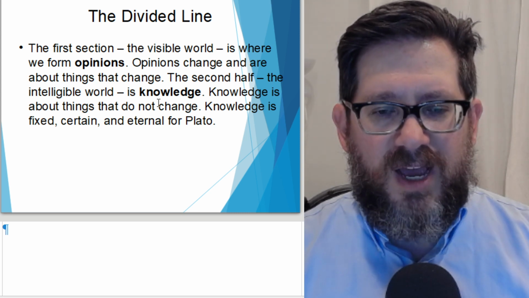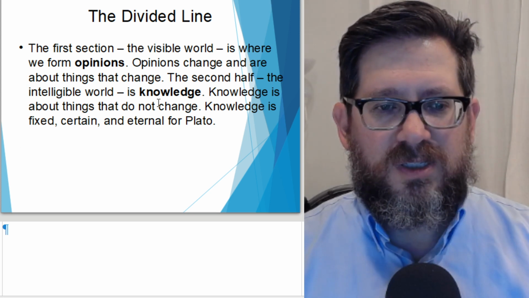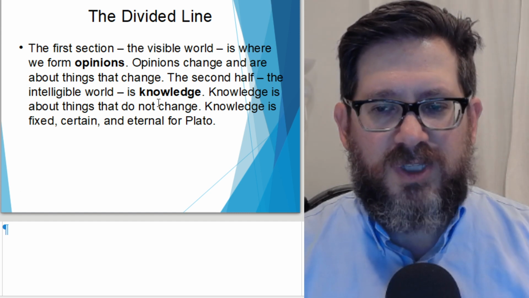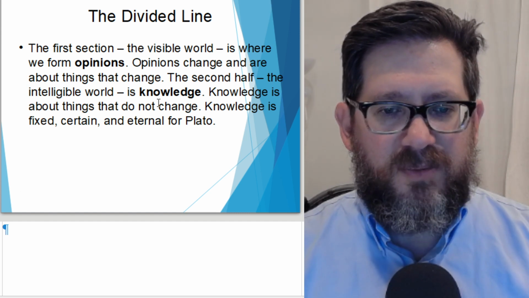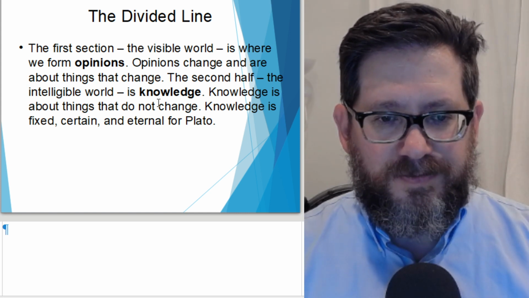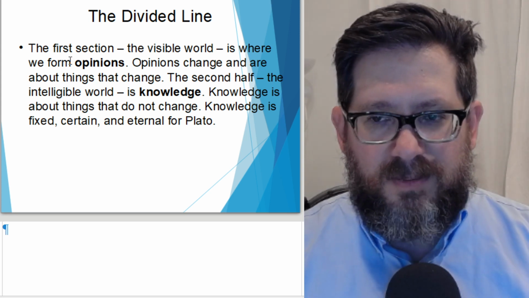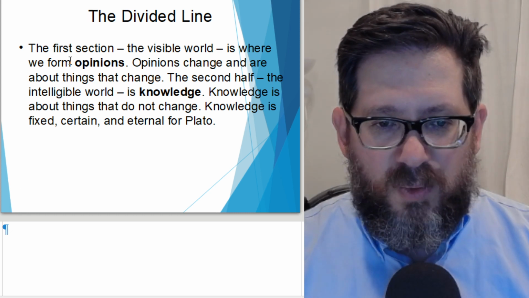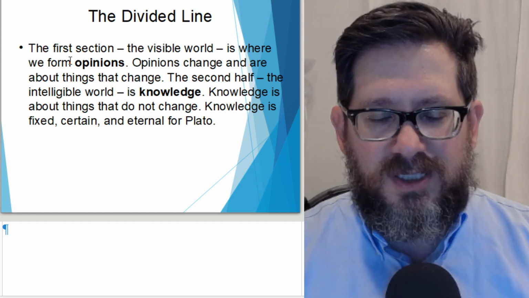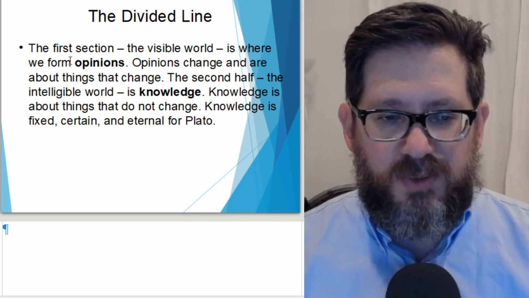But in this other half, the second half, the intelligible world, we have knowledge. Because knowledge here is about things that do not change. And for something to be knowledge, for Platonism, it needs to be fixed, certain, and eternal. So the dividing line gives us an image both of what exists in the world and what kind of partially exists. And it also is showing us, it's an image of epistemologically where opinion ends and knowledge begins.